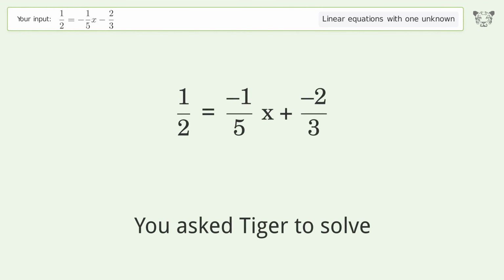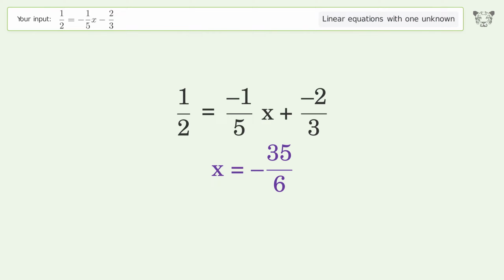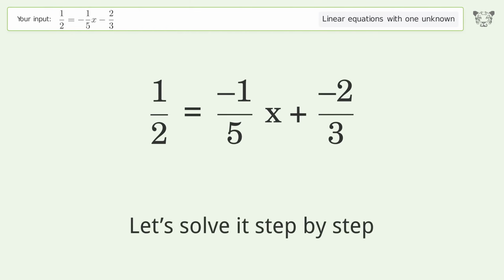You ask Tiger to solve. This deals with linear equations with one unknown. The final result is x equals -35/6. Let's solve it step by step.